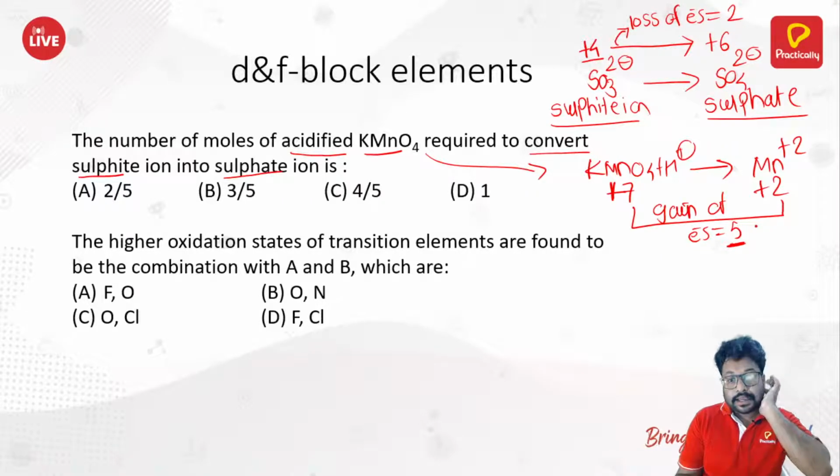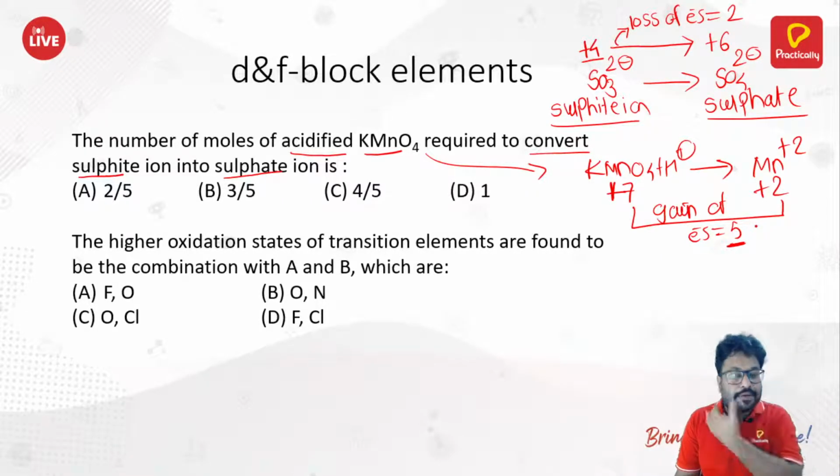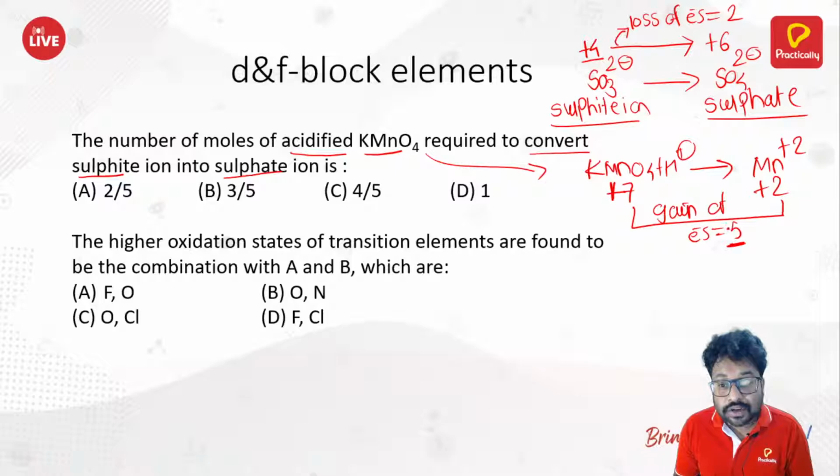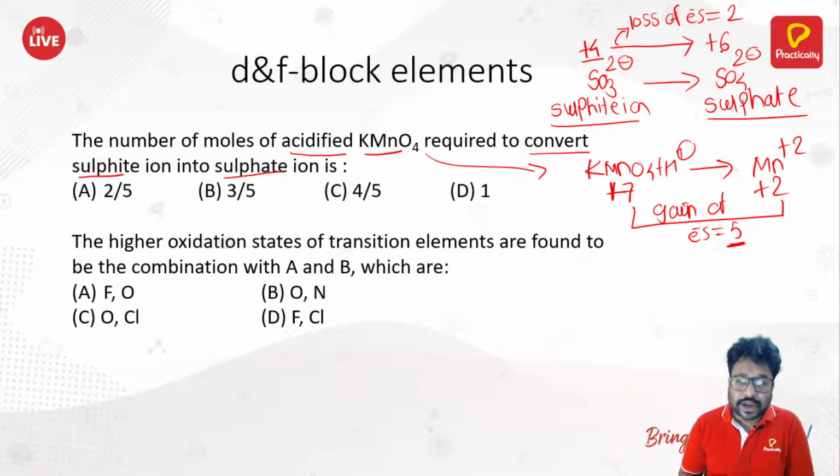So they're asking the number of moles of acidified KMnO4 required to convert sulfide ion into sulfate ion. It is quite simple. Sulfide is losing 2 electrons and KMnO4 is gaining 5 electrons, so that means it must be 2 by 5. It is quite straightforward. Let me tell you.